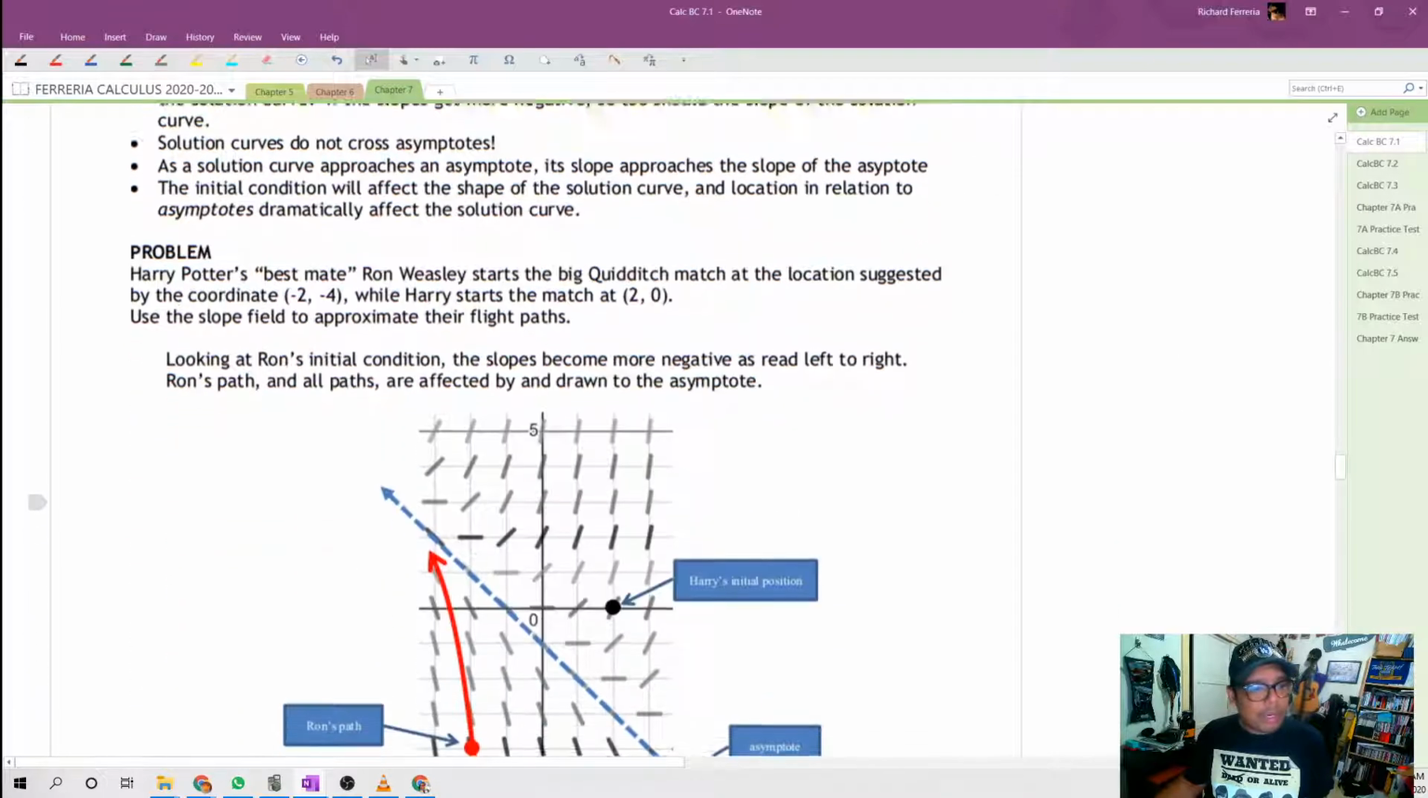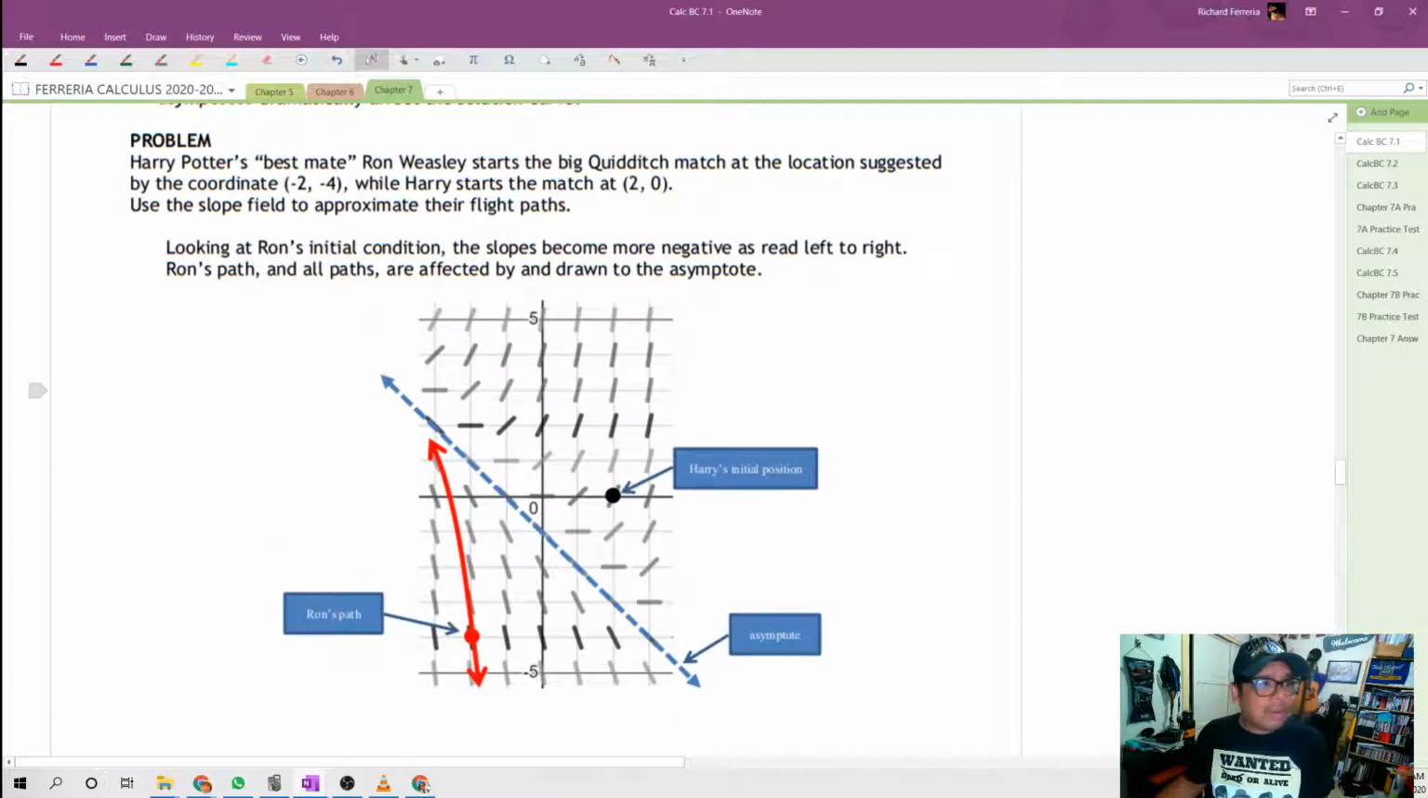So we'll see over here, Harry's best mate, Ron, starts the big Quidditch match at a location suggested by the coordinate -2, -4. So this is Ron over here, -2, -4. While Harry starts the match at 2, 0. Why is Harry in midfield and why is Ron all the way at the bottom? Well, Harry's a seeker and Ron's a goalkeeper. I forgot what the goalkeeper's name is in Quidditch.